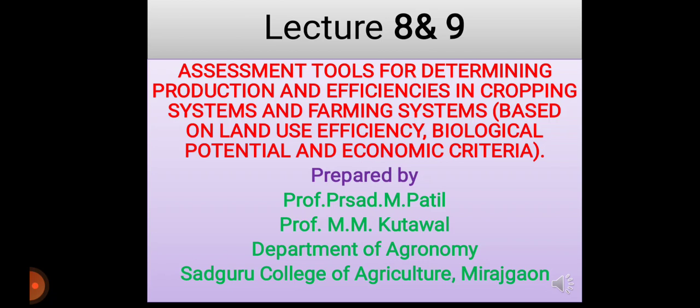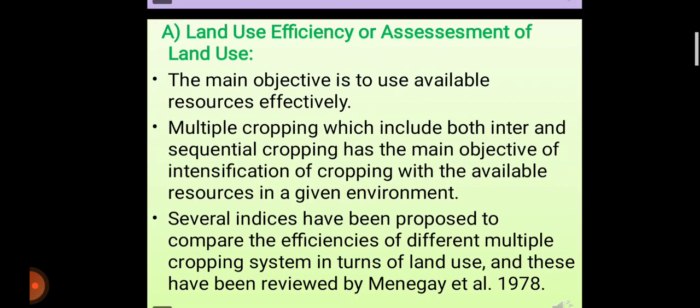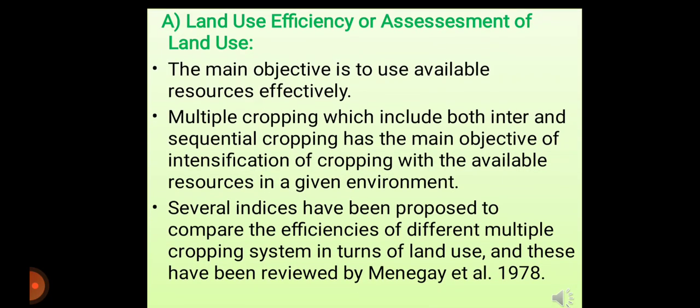The topic is assessment tools for determining production and efficiency in cropping systems and farming systems, based on land use capacity, efficiency and biological potential, but also economic criteria. First, land use efficiency, or assessment of land use. The main objective is to use available resources efficiently.